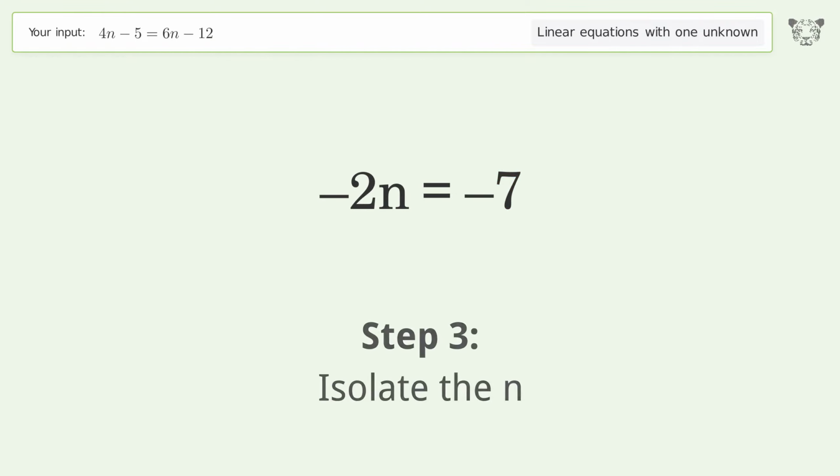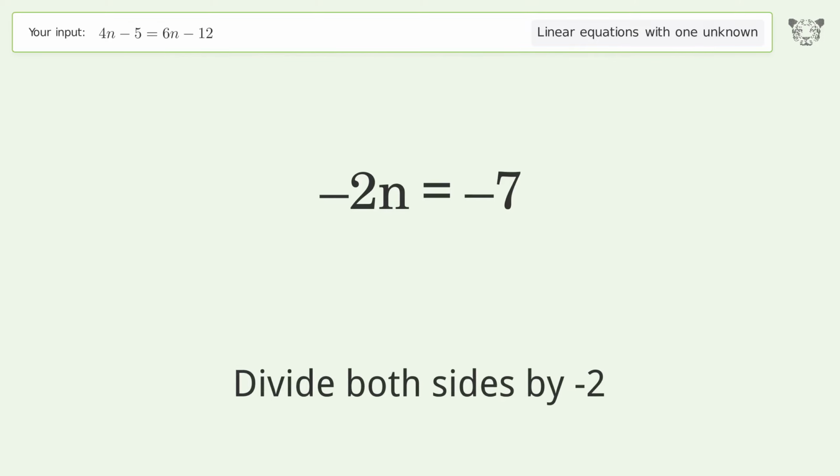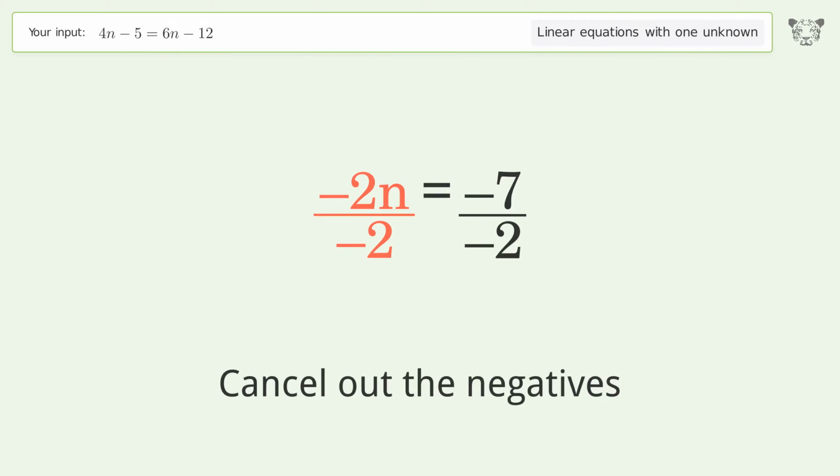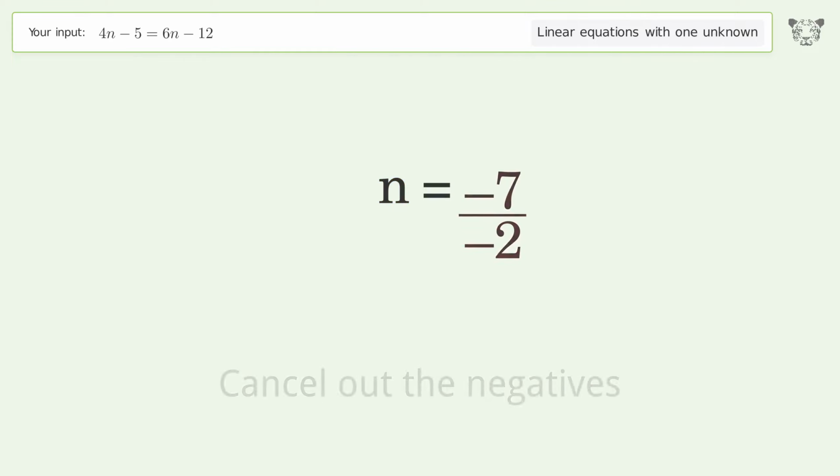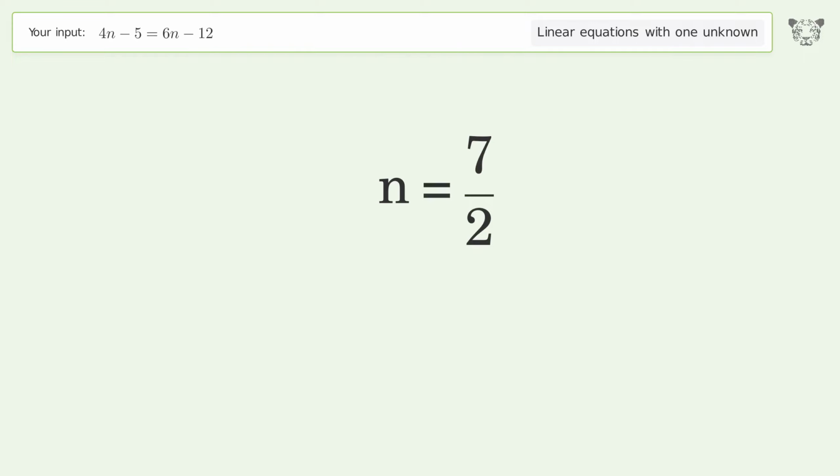Isolate the n. Divide both sides by -2. Cancel out the negatives. Simplify the fraction. Cancel out the negatives. And so the final result is n equals 7/2.